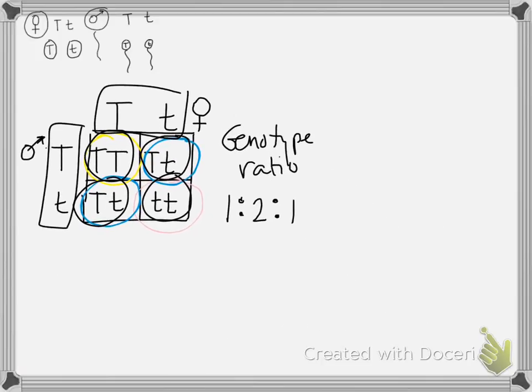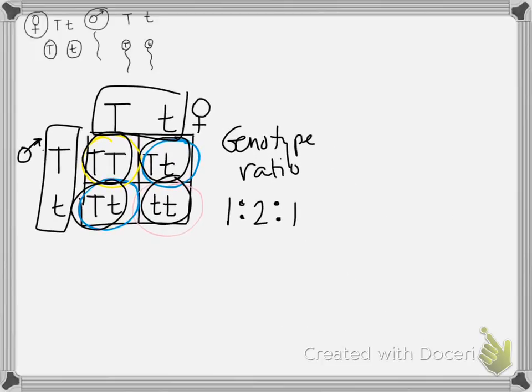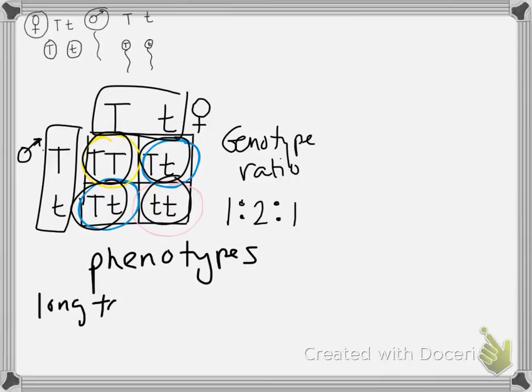Let's move that up there. Well, the possible phenotypes are long tail, short tail.